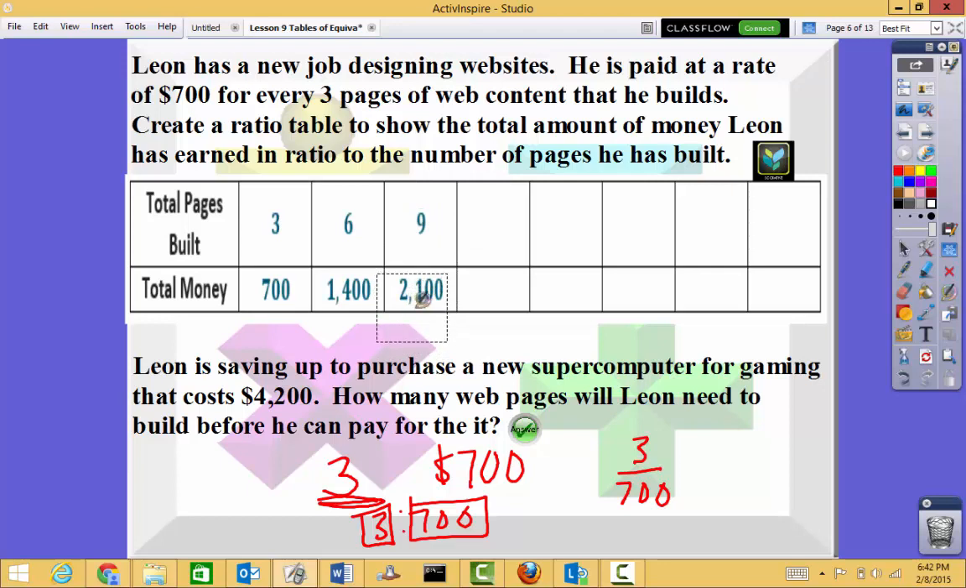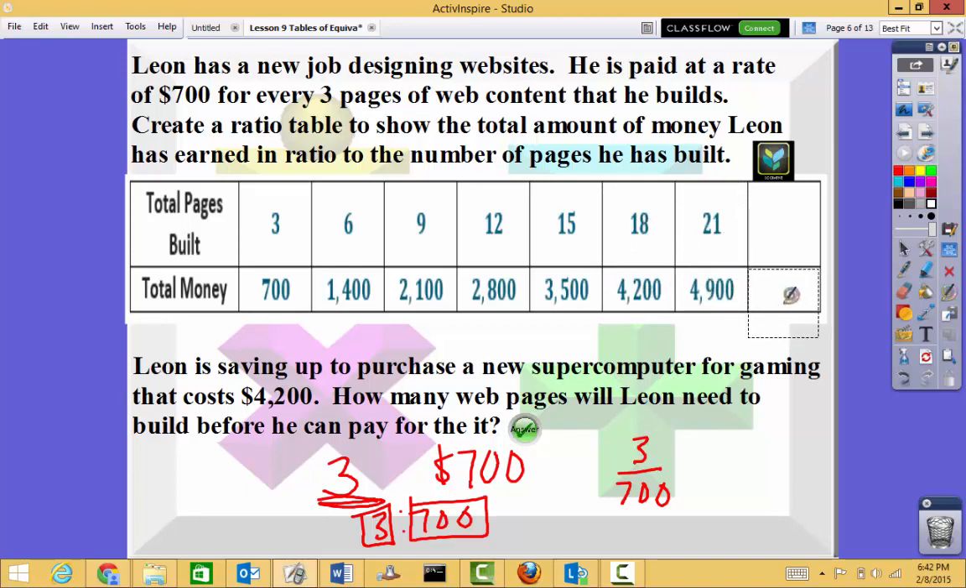Now, let's switch it. He just earned $700 more. How many web pages do you have to build? Well, whenever he increases by 700, he made 3 more web pages. So I'm going to add 3 to get 9, and my pattern is going to go on. When he makes 3 more, he makes $700 more. 3 more web pages for 18, $700. 3 more web pages, $700.